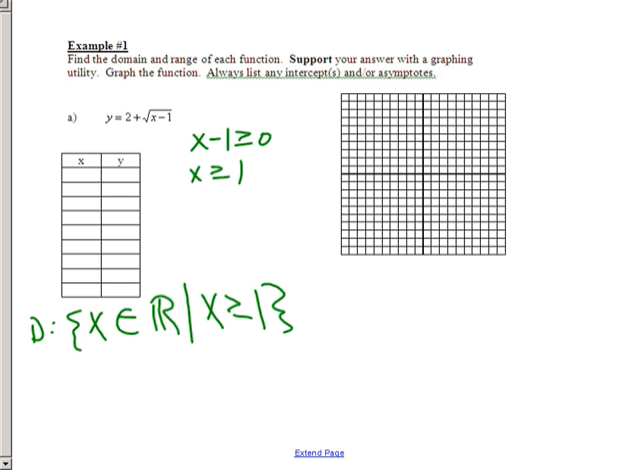We will cut it down later. It's not required on the AP test. We'll cut it down later and just use inequality notation. But for now, I want set builder. And then I also want to see it in interval notation.